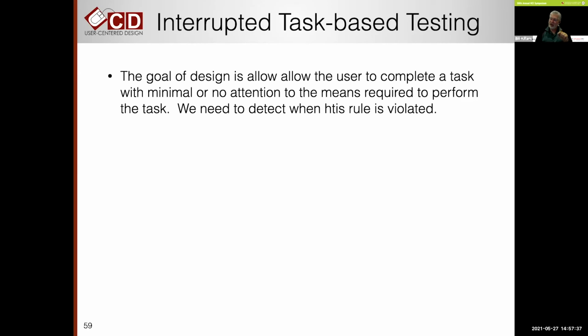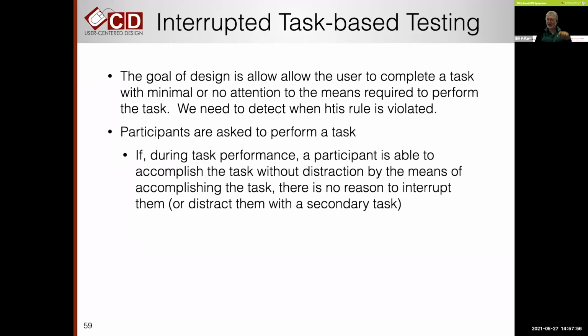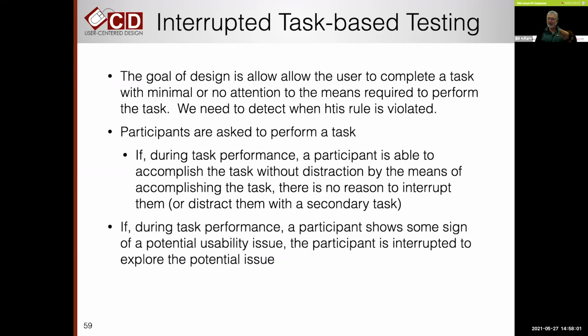But what we're looking for is, when does the interface stop being something they can interact with unconsciously and become something that they're consciously aware of? And so we're looking for, when does their attention shift to the design of the software? And so when they're performing the task, if everything's fine, let them go, move on. But if during that task you observe something that suggests there might be a problem here, you're going to need to stop them at that moment and see if you can figure out what's going on.